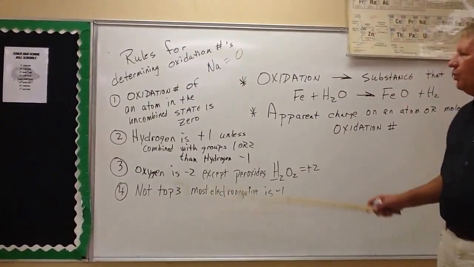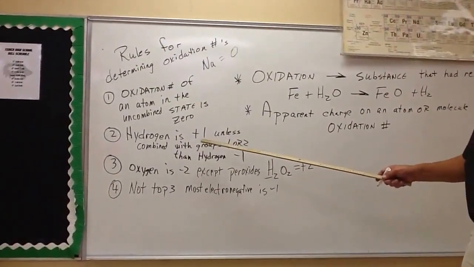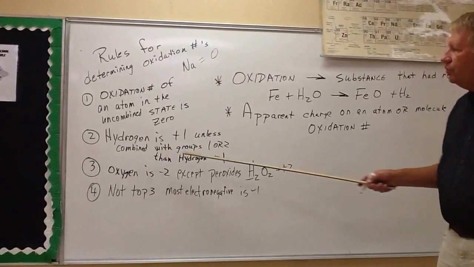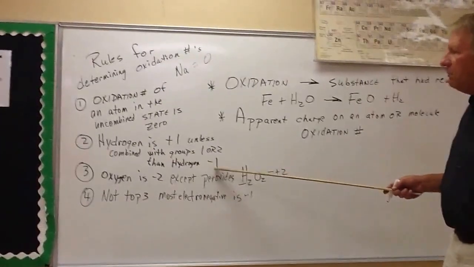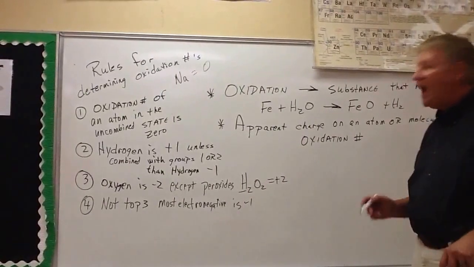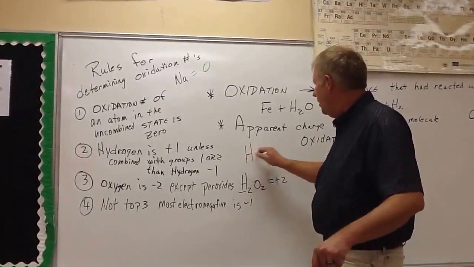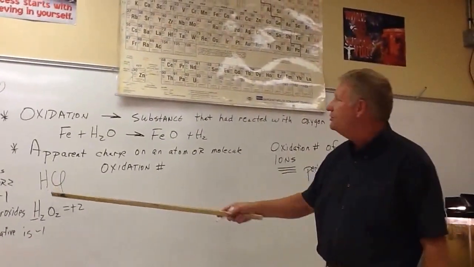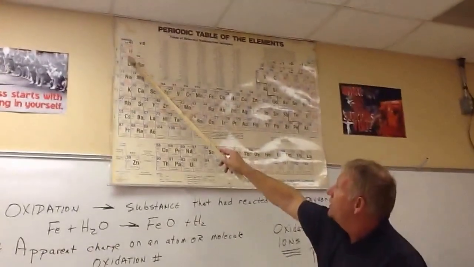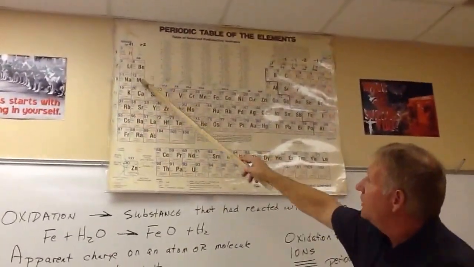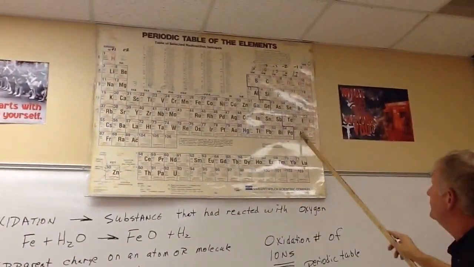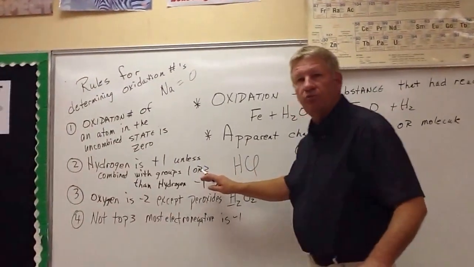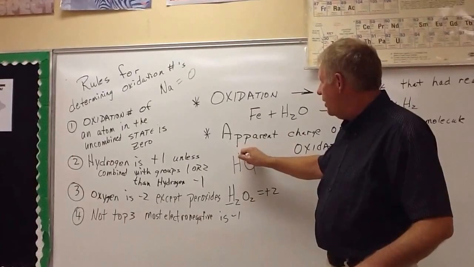Now rule number 2 deals with hydrogen. The oxidation number for hydrogen is +1 unless it's combined with groups 1 or 2, then hydrogen is -1. So let's take hydrochloric acid, HCl, for example. Right away we see that chlorine is combined with hydrogen. Well, hydrogen is in group 1, but chlorine is not, and chlorine is not in group 2. As a matter of fact, chlorine is over here in group 17. So hydrogen is not combined with groups 1 or 2. What does that mean? That means hydrogen is +1.